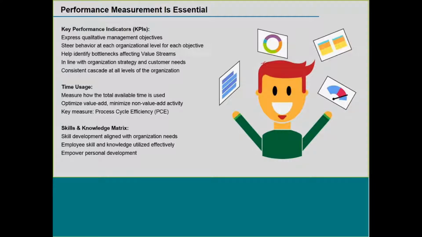Key performance indicators essentially express qualitative management objectives. One of the key things to keep in mind with these KPIs is that key performance indicators should be relatively matched within all levels of the organization. That goes from the executive board all the way down to the frontline folks that are actually doing the job. These key performance indicators should be related in some type of way.